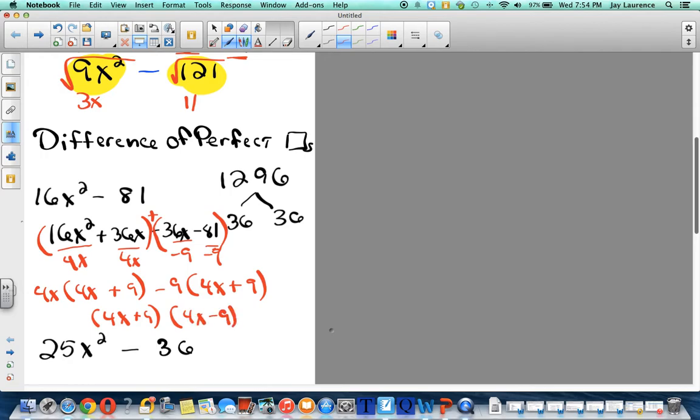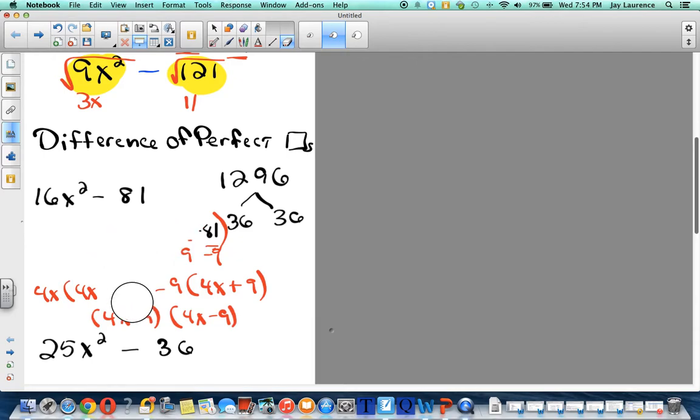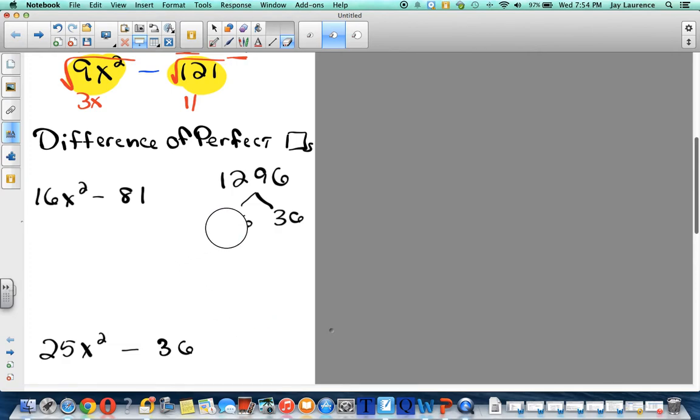Now, that's not too bad. That's a pretty typical problem. But watch how much quicker it can go if I recognize that I have the difference of perfect squares. Okay, so first of all, I ask myself, well, the difference of perfect squares will only happen with a binomial. It's got to be a binomial. Okay, now it could happen inside of a problem, but it's got to be a binomial, whatever part you're looking at.